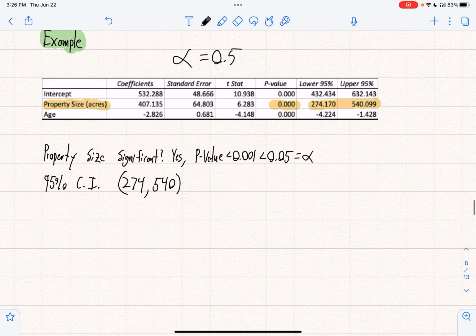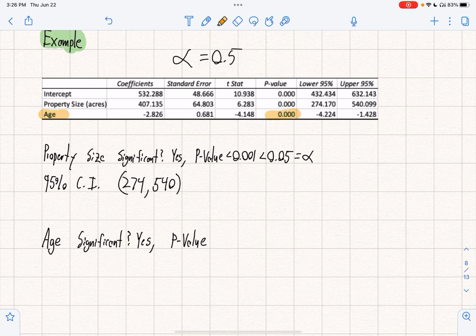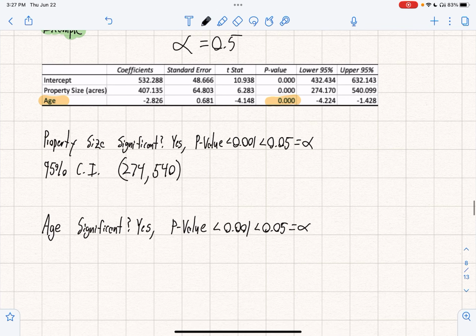Now let's do the same thing for age. So, is age significant? We would say yes. Let me clean this up. So for age, the p-value is still 0.000, so it's less than 0.001, which would be less than our alpha of 0.05, which therefore means we would reject the null hypothesis that beta is equal to 0, and therefore it is significant.